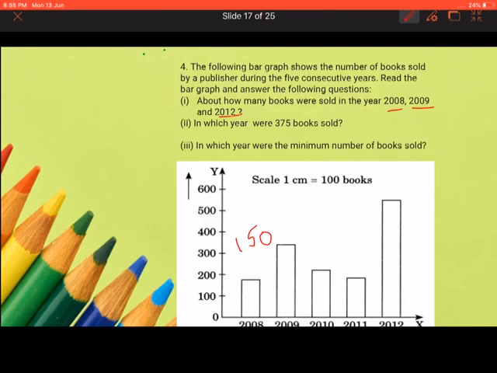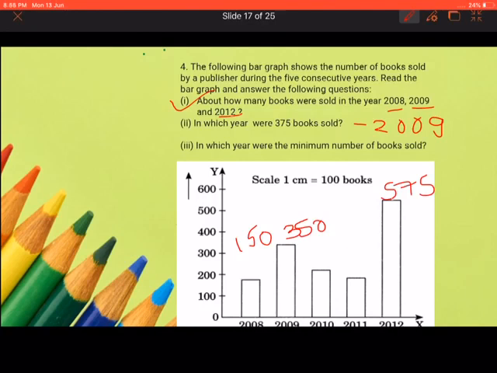In 2009, I think 350 books were sold. And in 2012, 575 books were sold. Okay, first question is solved. In which year were 375 books sold? So in 2009. ठीक है, it will be 2009.